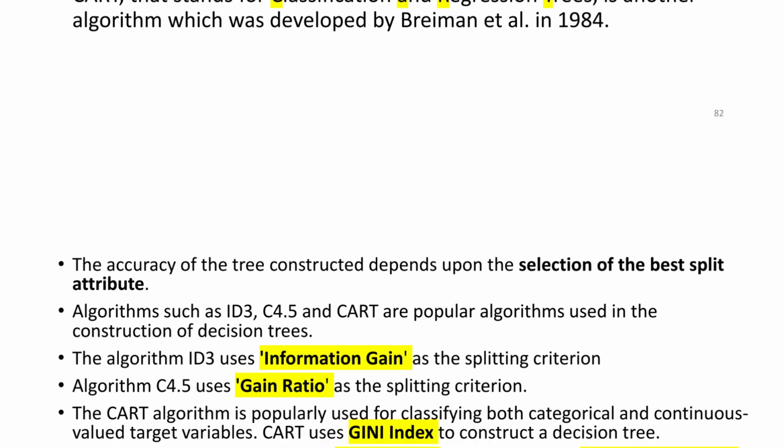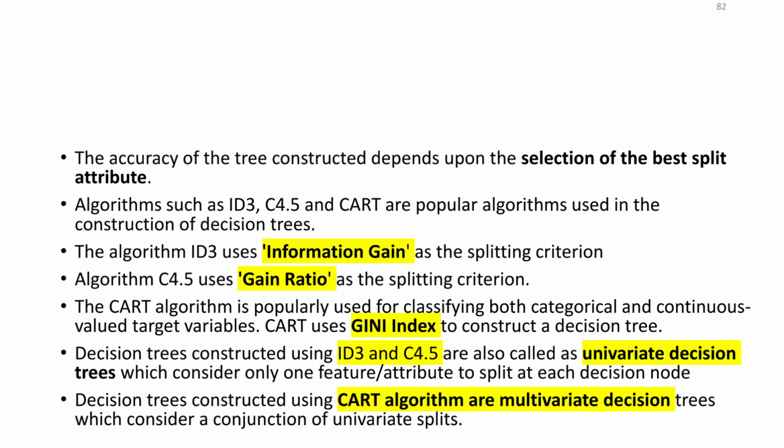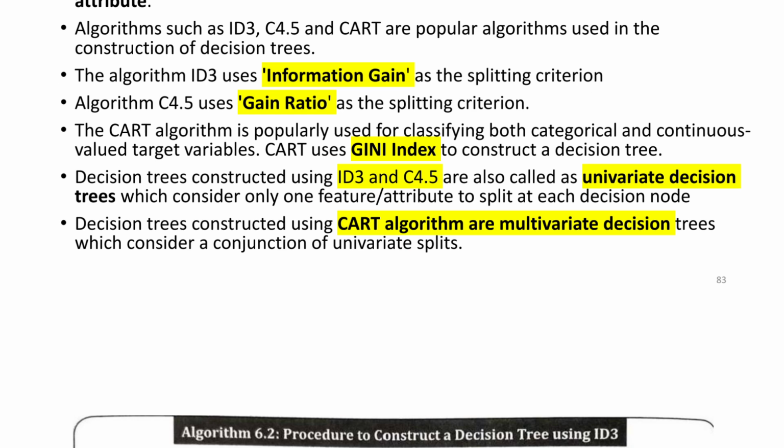The difference is that the ID3, C4.5 and CART algorithms are usually used in the construction of a decision tree. ID3 uses information gain. C4.5 uses gain ratio. CART uses the Gini index. ID3 and C4.5 use univariate splits, while the CART algorithm is for the multivariate. All these you can see.